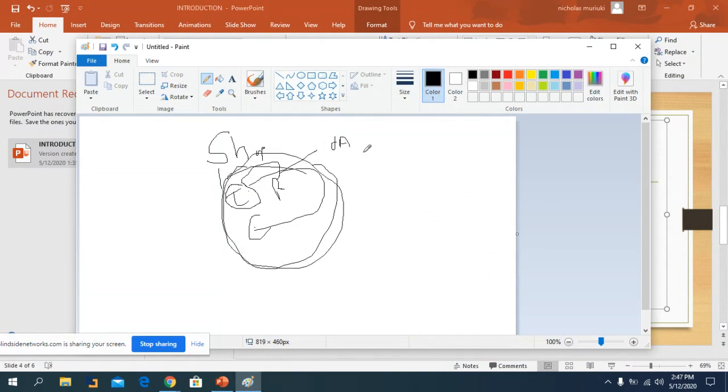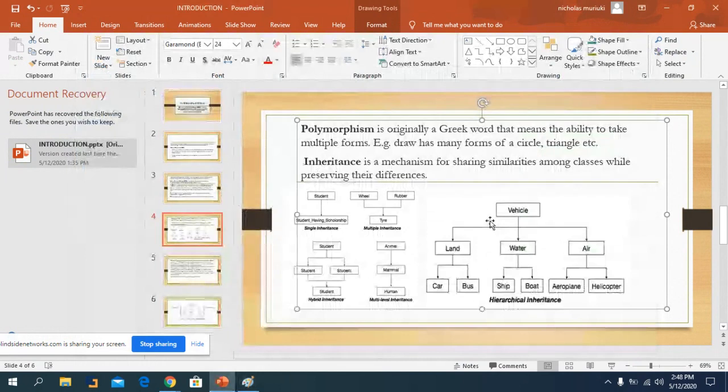It is relating with each other because we are now calculating the area of different shapes. So we can say they are relating because we are calculating the area. But they are relating in different ways or different forms. And that is why we need to discuss what you call inheritance.